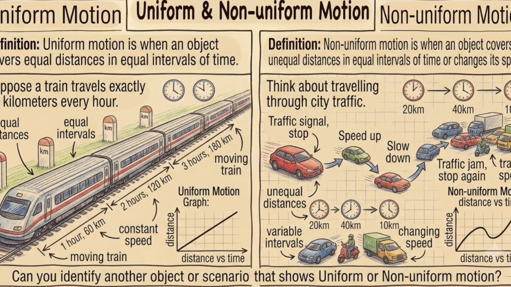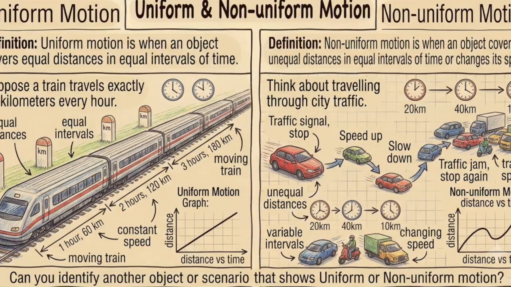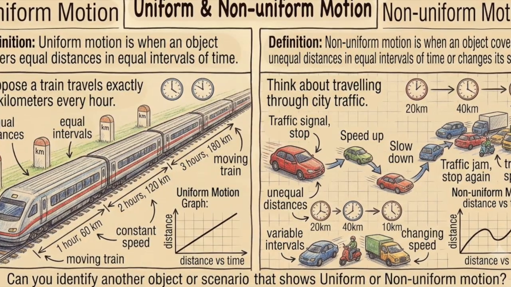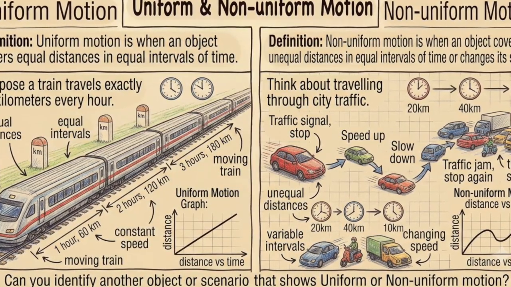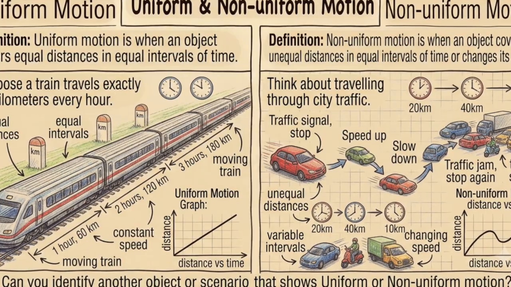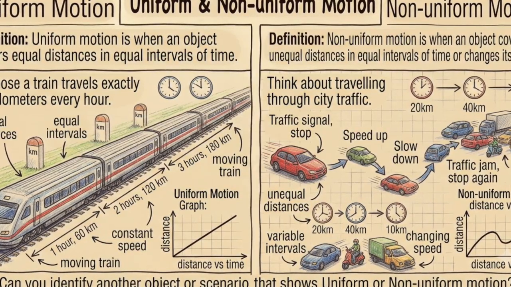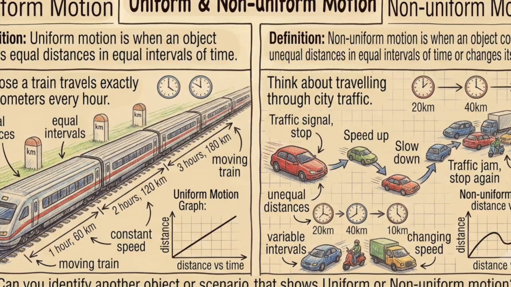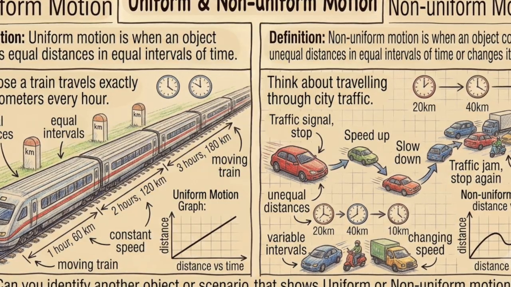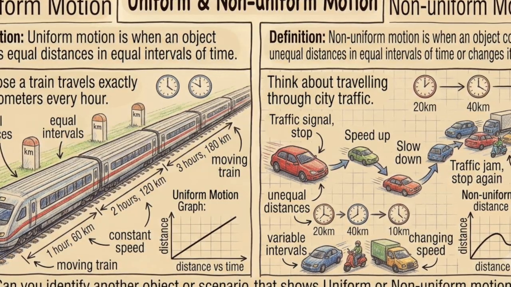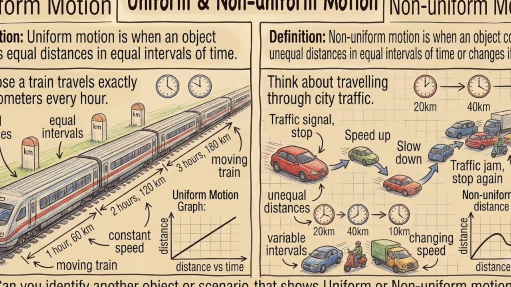Non-uniform motion. Non-uniform motion is when an object covers unequal distances in equal intervals of time, or it changes its speed. Think about traveling through city traffic. You stop at signals, you speed up, you slow down, and then you stop again. Which type of motion do you experience while traveling to school?